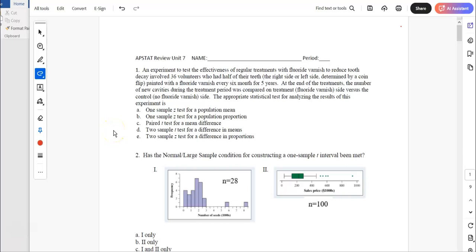Okay, this is the review for Unit 7. An experiment to test the effectiveness of regular treatments with fluoride varnish to reduce tooth decay involved 36 volunteers who had half their teeth, the right side or left side determined by a coin flip, painted with a fluoride varnish every 6 months for 5 years.